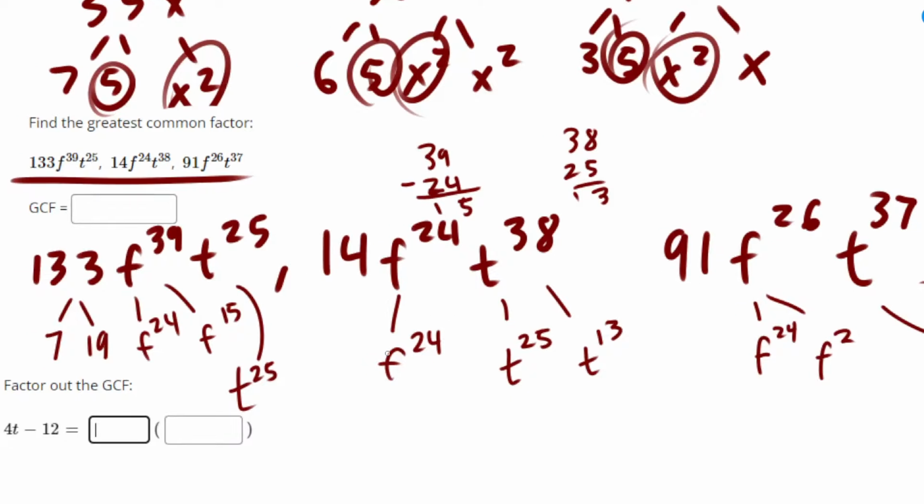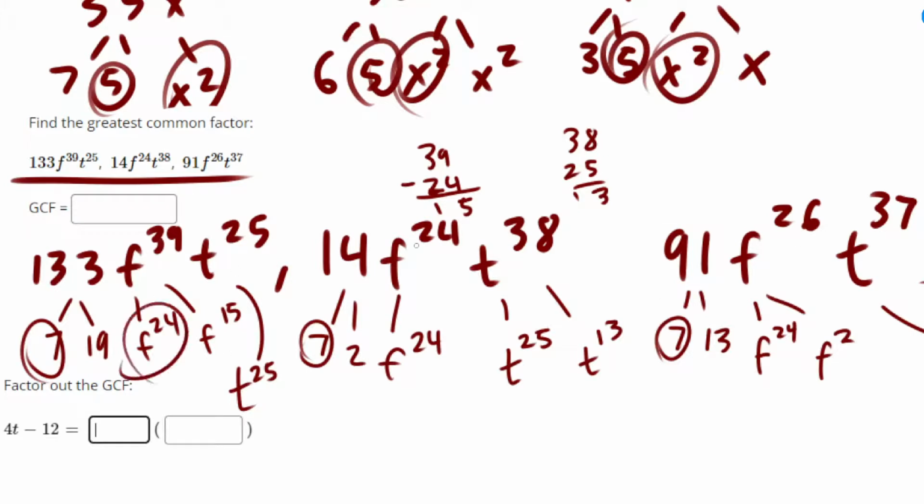And then for 14, 7 goes into 14. Now, I'm sensing a pattern here. We have a 7 and a 7 here. I'm assuming that 91 is divisible by 7. And let's hope. Yeah, okay, so it's 7 and 13. 7 and 2 here. So they all have a 7 in common. They all have a t to the 24 in common.